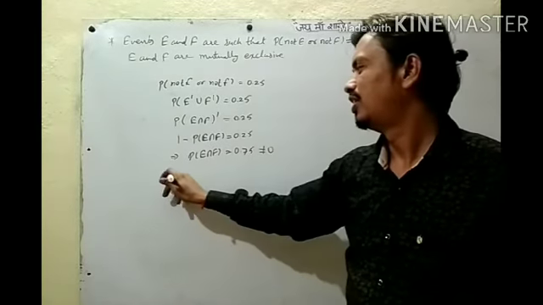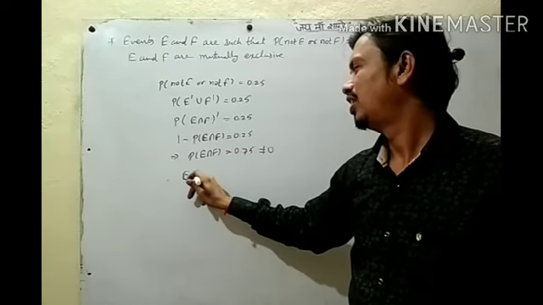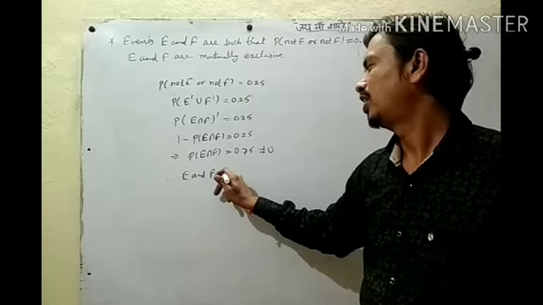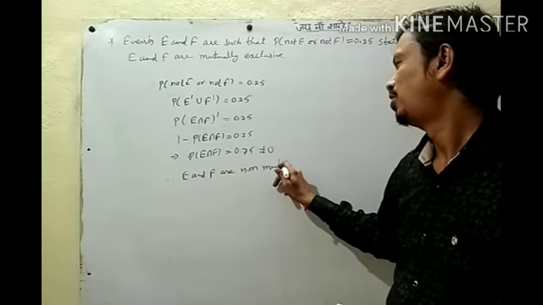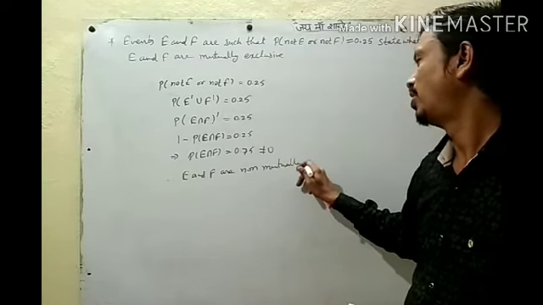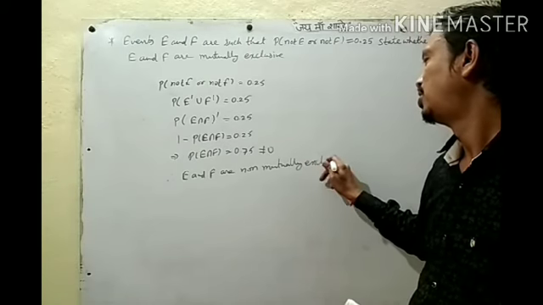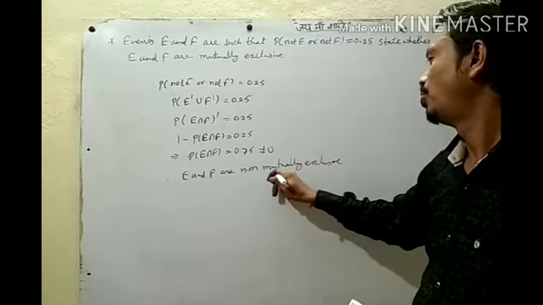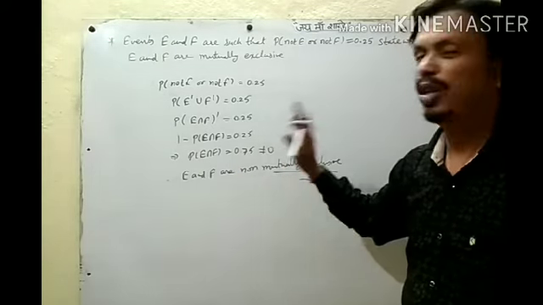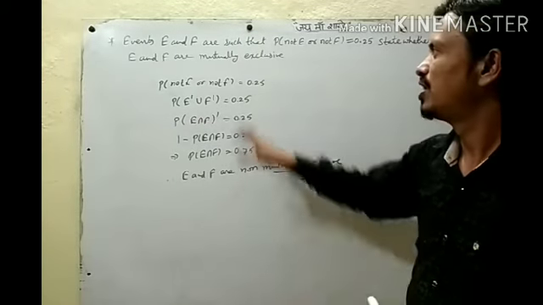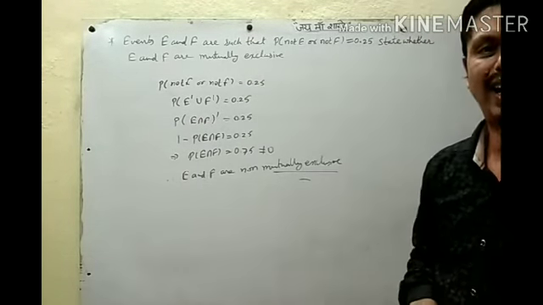It means E and F are non-mutually exclusive events. For mutually exclusive events, probability of E and F must be 0. So these events are non-mutually exclusive events.